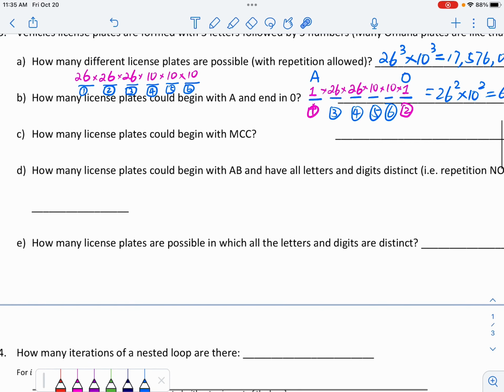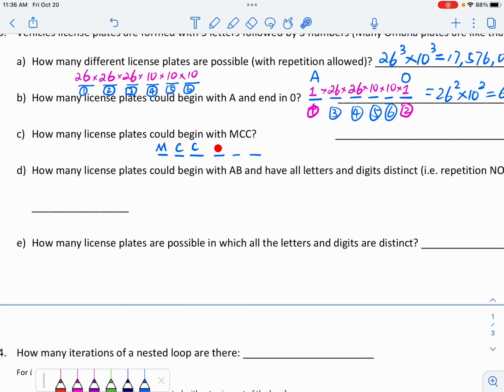All right, similarly, you can do the other ones. I hope that you can pause the video and then give a try first by yourself. How many license plates could begin with MCC? So in other words, those 3 letters are determined, MCC. All we need to worry about is the last 3 numbers, right? So in this case, you can ignore your task for the first 3 letters. You no longer need to worry about that.